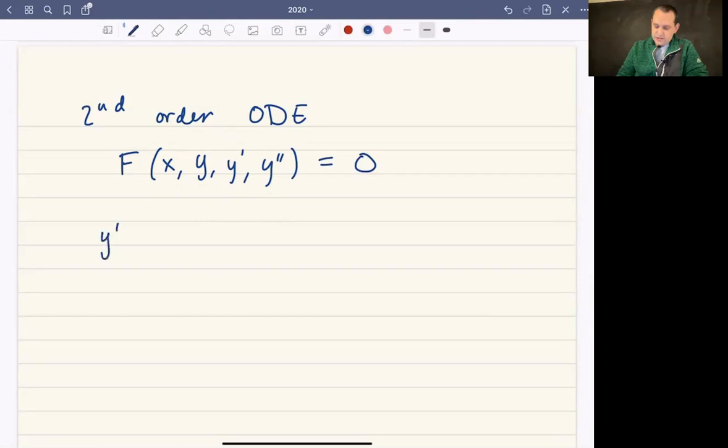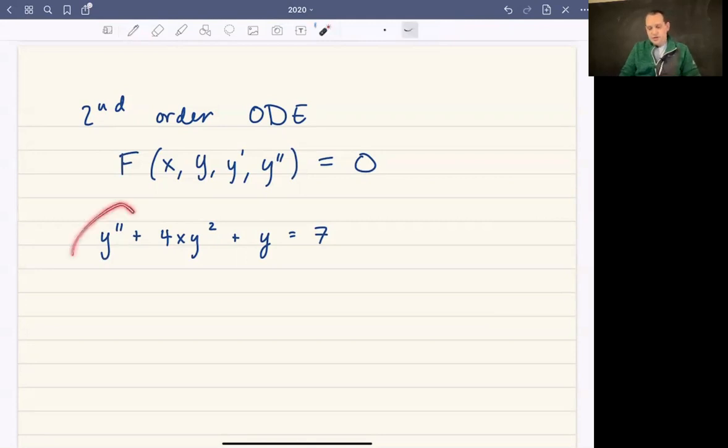So that in general is what all of the second order differential equations are going to look like. So this includes things like y double prime plus, say, 4x y squared plus y equals 7. So that's the type of thing that we're going to look at. What makes it second order is that the highest derivative that you see in the equation is y double prime, right? It's the second derivative, so that's why it's second order.